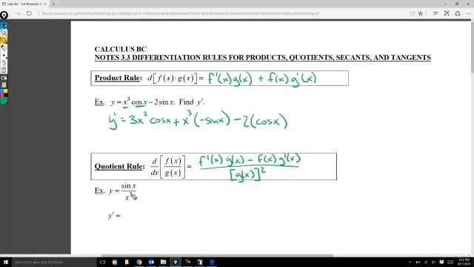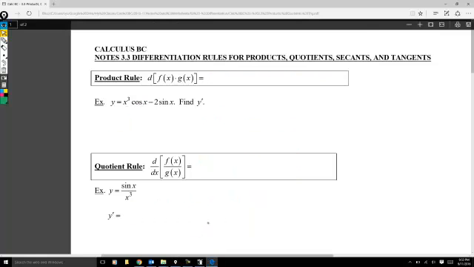Here I have sine of x over x cubed. So I take the derivative of the top, which is cosine, times the bottom, unchanged, minus, now the top is unchanged, times the derivative of the bottom, so 3x squared. All that is being divided by x cubed squared, or x to the 6th power. All right, let's keep going.